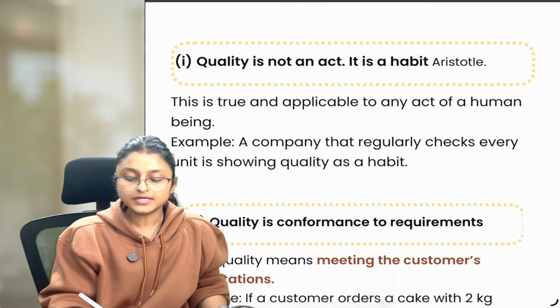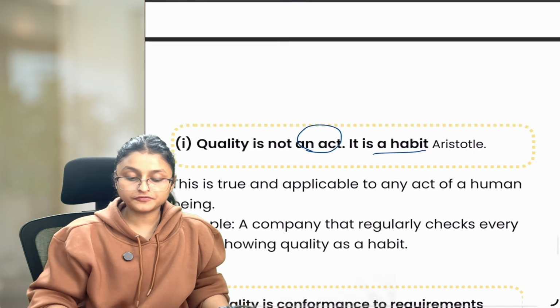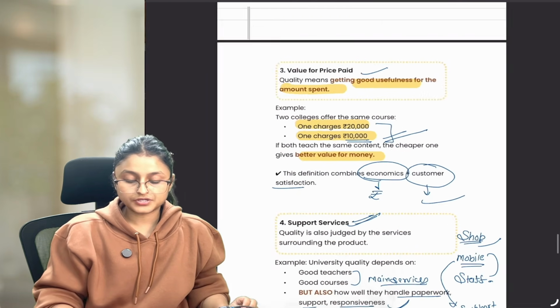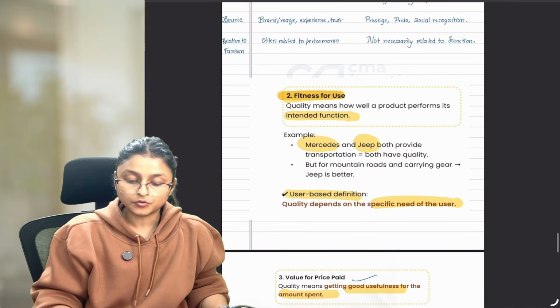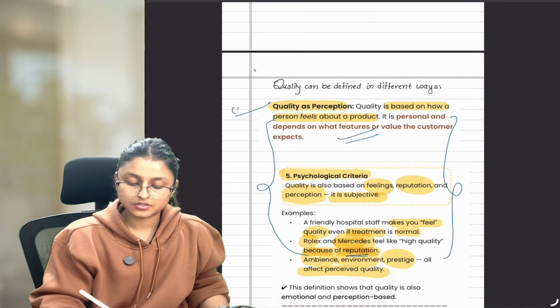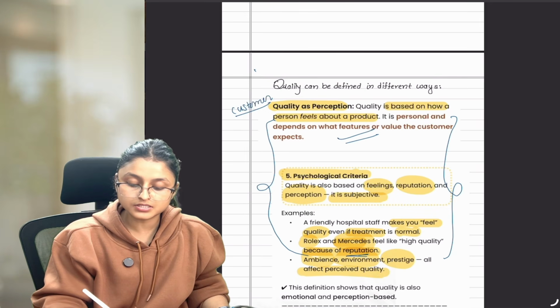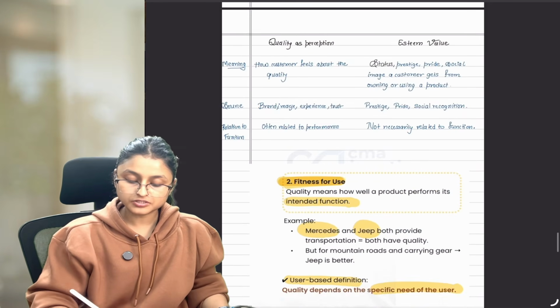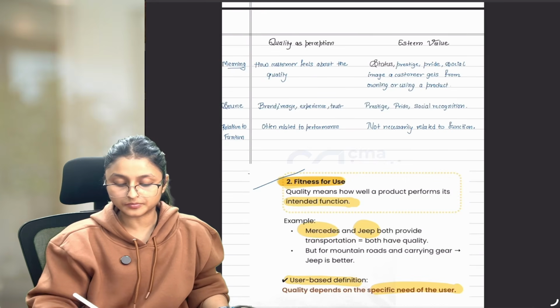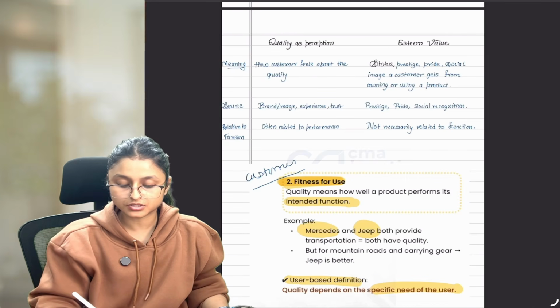Next, quality is not an act, it is a habit. If you notice, till now, all the definitions which we have seen were focusing on the customer. Quality as perception is on the basis of how the customer feels about the quality. Fitness for use is on the basis of for what purpose the customer is using that product. Here also we are focusing on the customer.